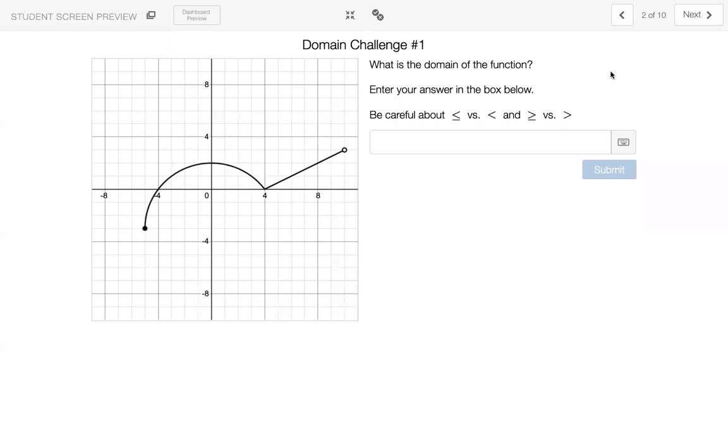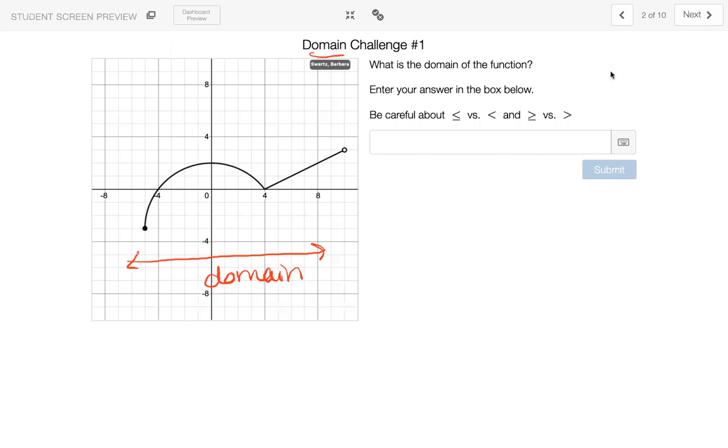So let's have a look at this graph. When we're thinking about domain and range, like we talked about in class, we want to look across the graph. When we're looking at the domain, we're looking across the inputs, the x-axis. And so here it's just asking for the domain.